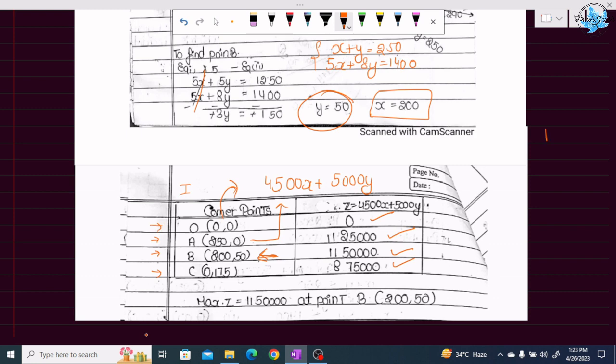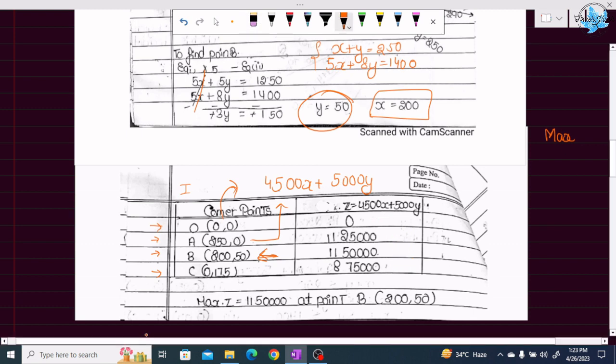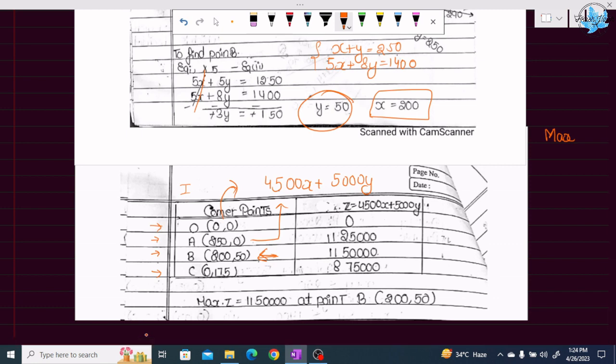Now the question given to you asks us to find the maximum of the function, so we have to see the maximum value. The maximum value, as you can see from the table, is 11 lakh 50,000. So from here you can see that the maximum of the function occurs at point B. My answer would be 11 lakh 50,000 at point B, that is 200, 50. So that is your answer.